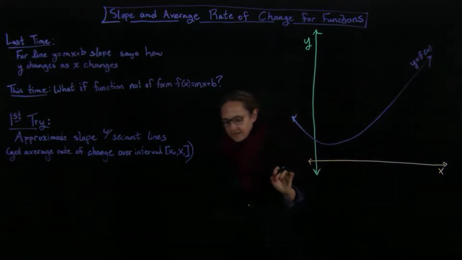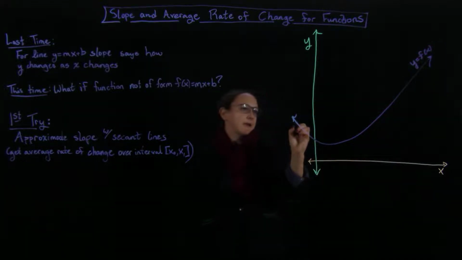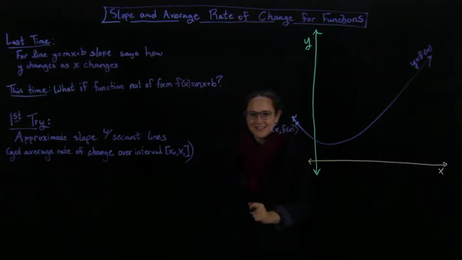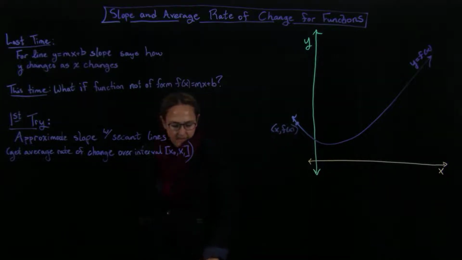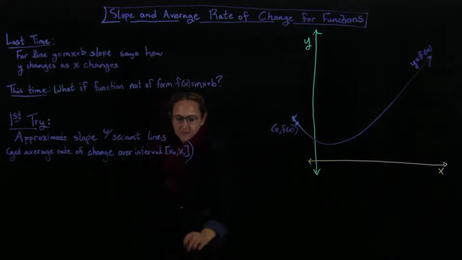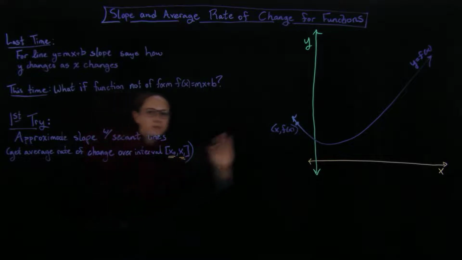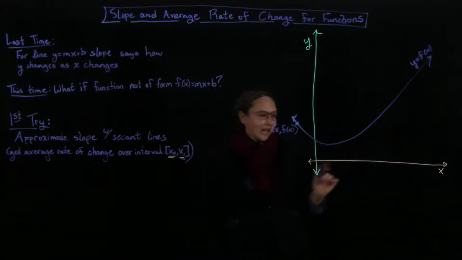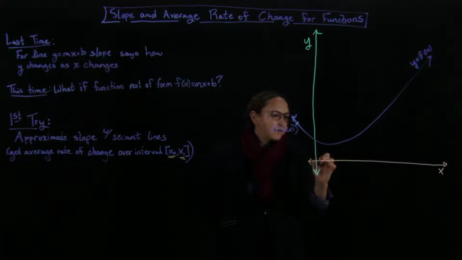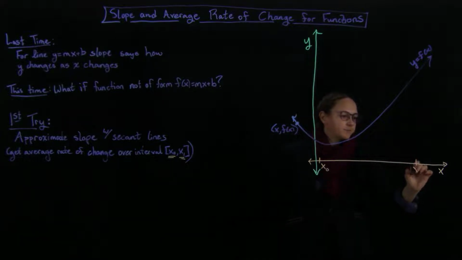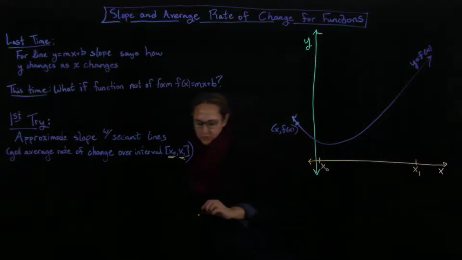Just to remind you, what does a point on the graph of y equals f of x look like? The first coordinate is always x, and the second is always f of x for each value x. Now we're going to look at 2 points on the interval x0, x1. These are input values, so they come from the horizontal axis. Let's say I have x0 here, and maybe x1 all the way up here.